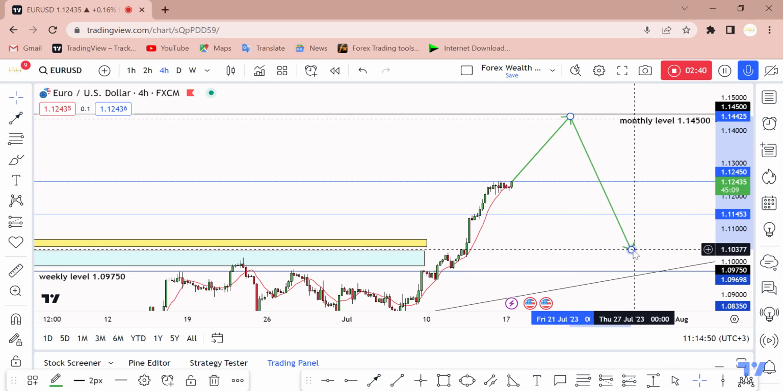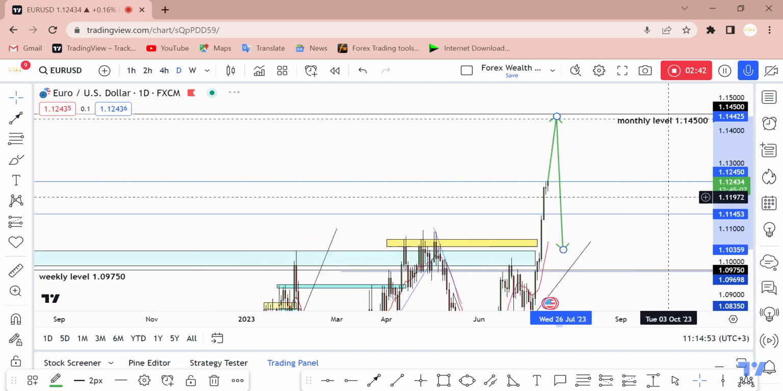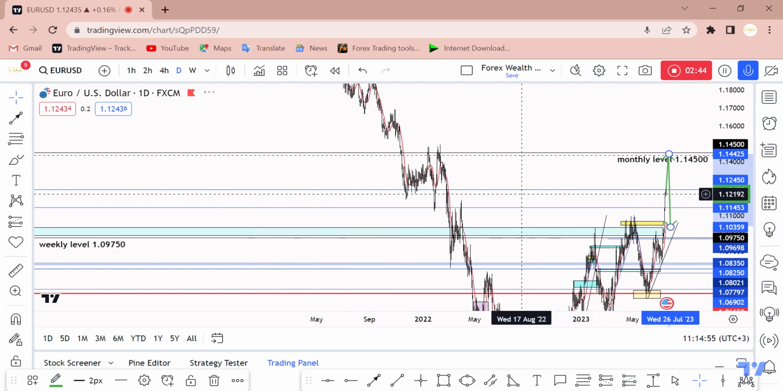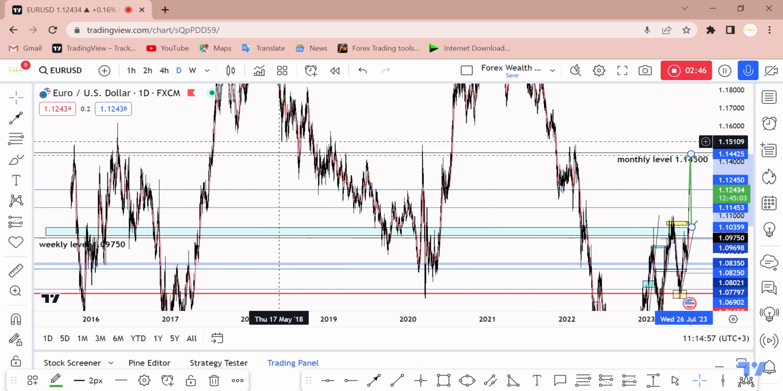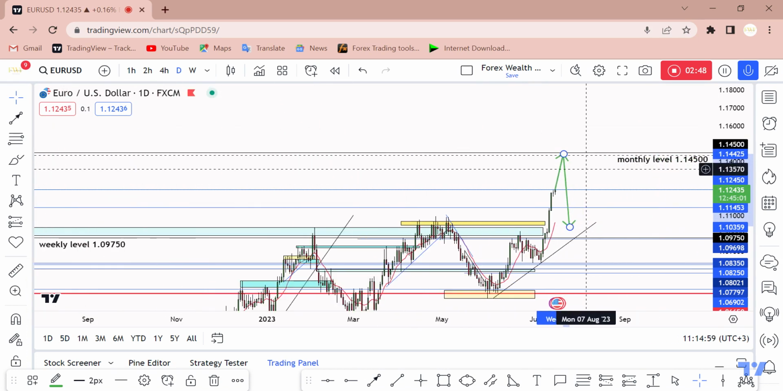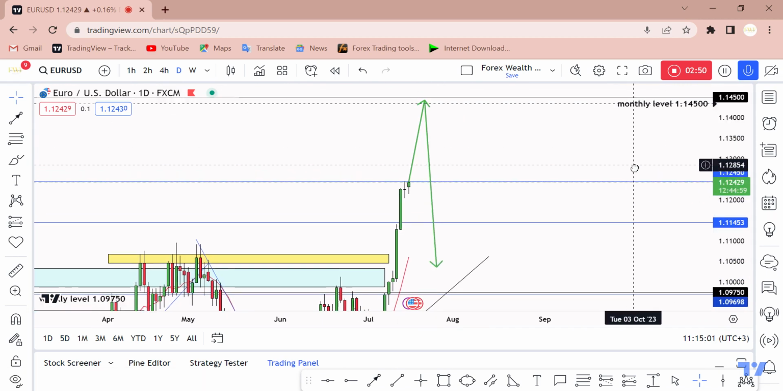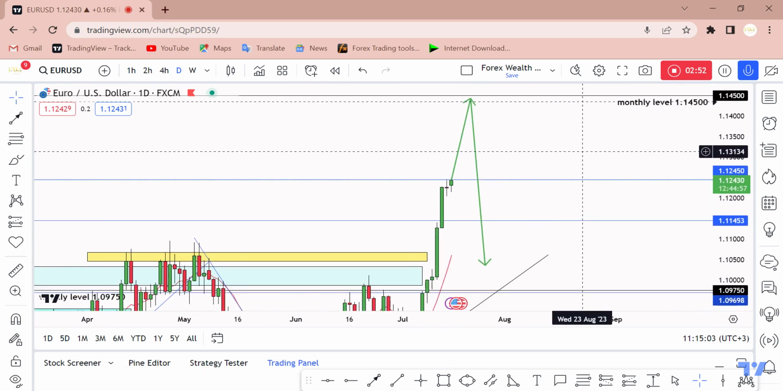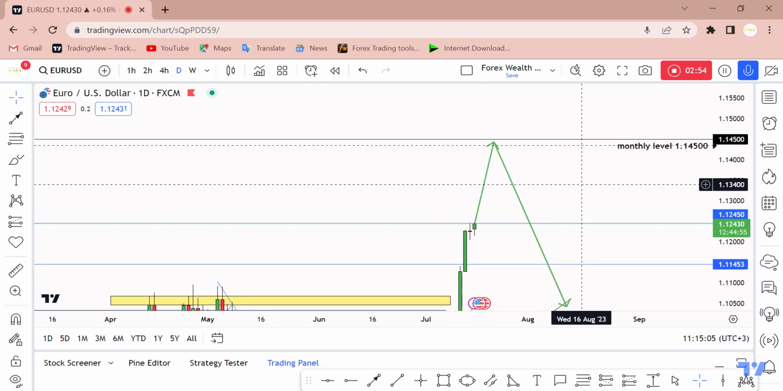As you can see, I did show you on the weekly, on the daily also. This is a pretty strong area for the price, so it will be nice to sell from here. So this is for my first pair this week, which is EURUSD.